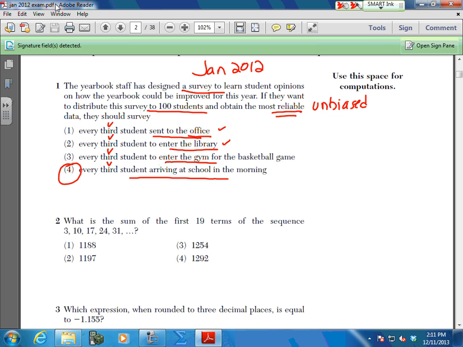Number 2 is asking for the sum. So you have an arithmetic sequence, and you can see in the back that you have a formula for the sum. Now, the problem with this is you need the first 19 terms. You're only given the first 5. Now, you still have to find the difference between them, and that difference we see is 7.